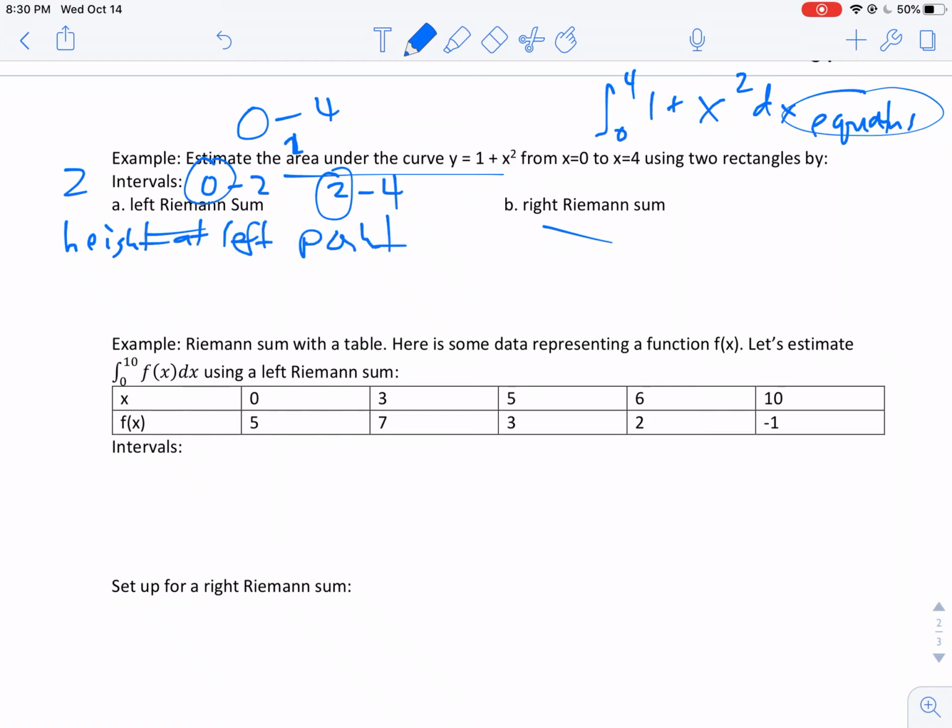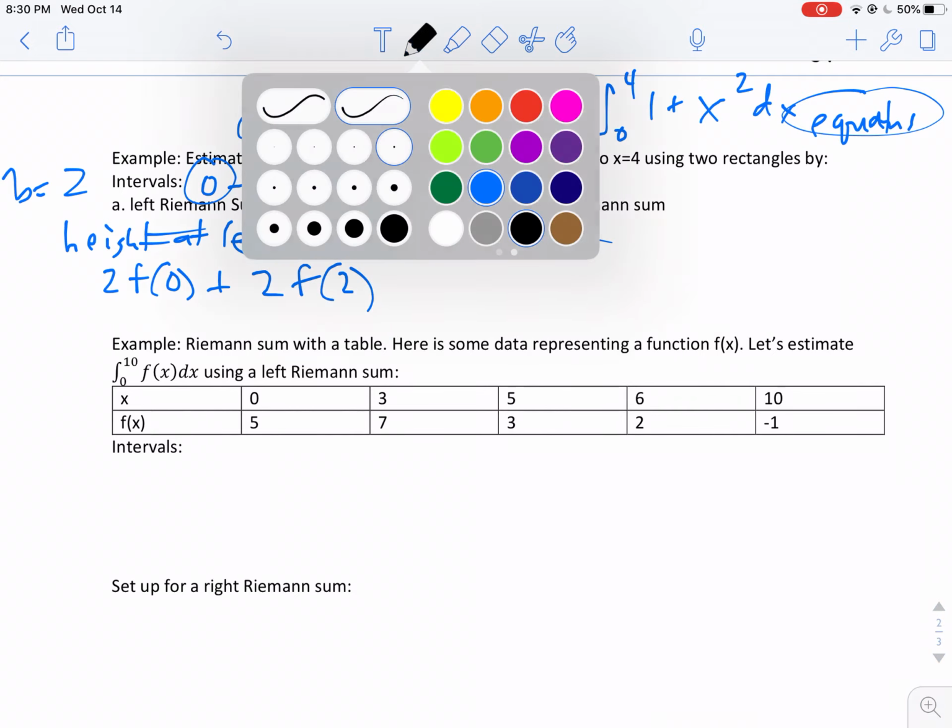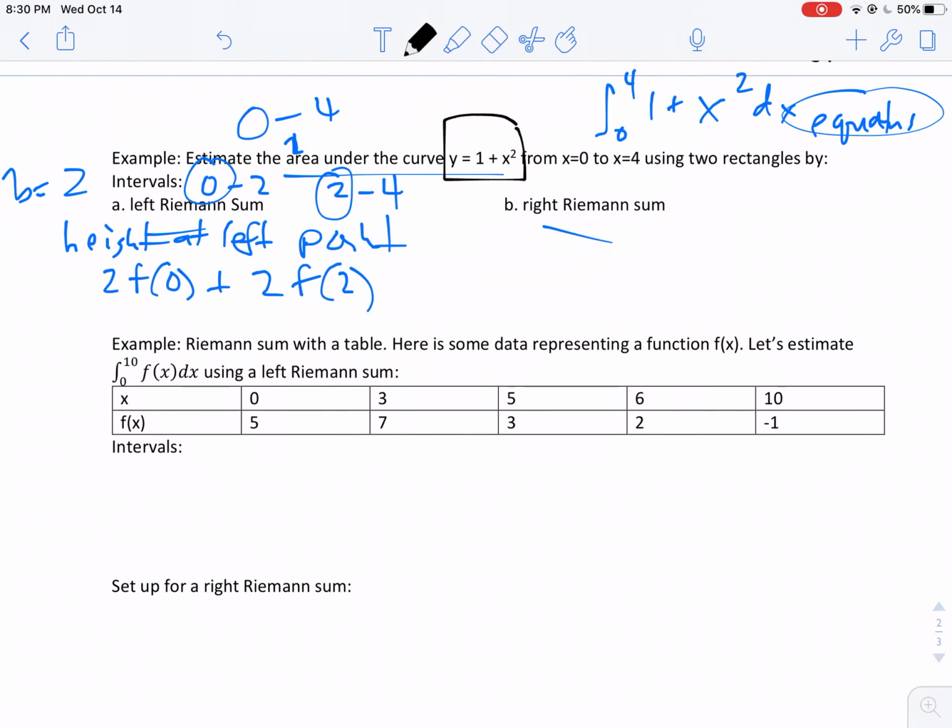So I'm still setting this up. They have a base of 2, so I'm going to have 2 times the first left endpoint, and then from 2 to 4, I have 2 times the next left endpoint. Now, to find those values, I'm just going to need to plug in this formula right here. So I'm plugging into the curve. That's what I'm trying to integrate, find the area under. So f of 0, of course, is just 1, and f of 2 is equal to 1 plus 4 is 5. So this is just 2 times 1 plus 2 times 5, which is 12.